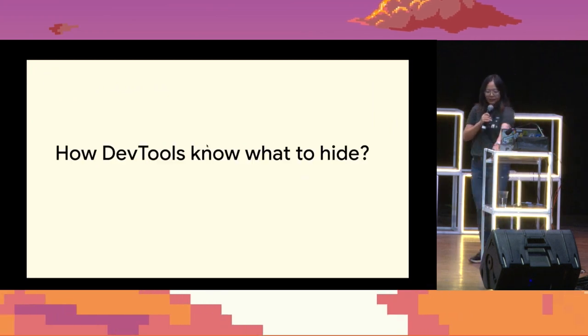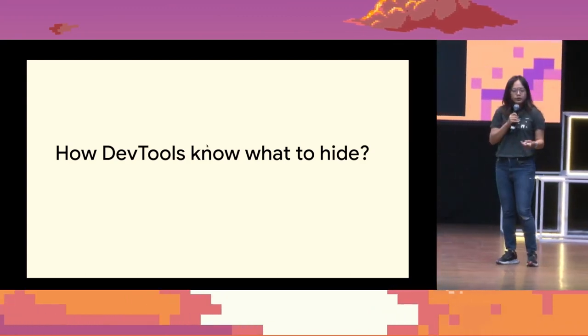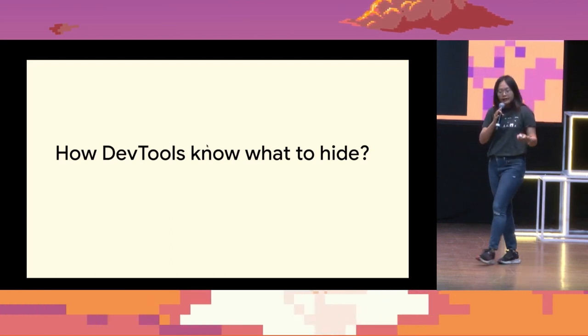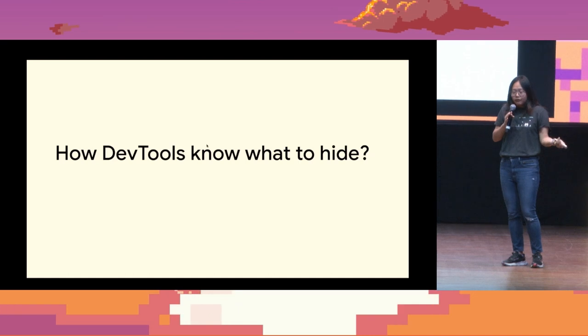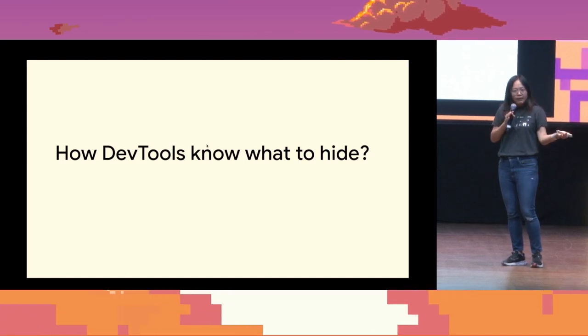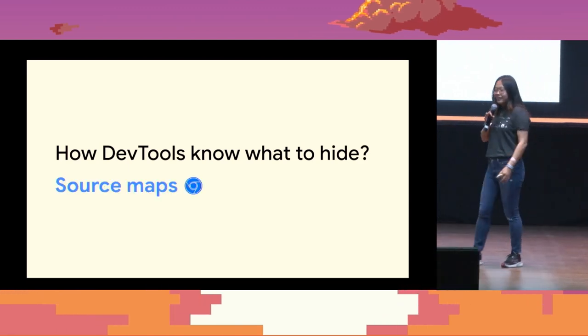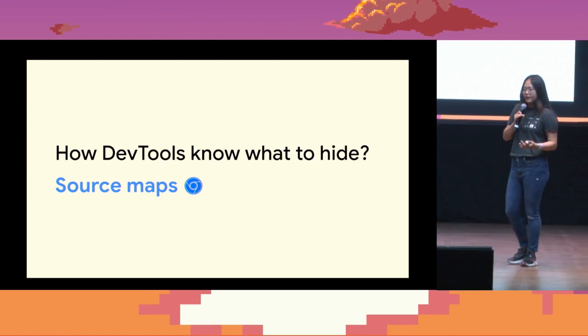OK, now, how does DevTools know what to hide? Because just now when I showed you the source map, I only showed you how DevTools maps the file. I did not show you how DevTools actually knows what to hide. Why do we hide something inside the Webpack? Do we have AI behind the scenes to do that? No. DevTools actually uses the source map to know what to hide.